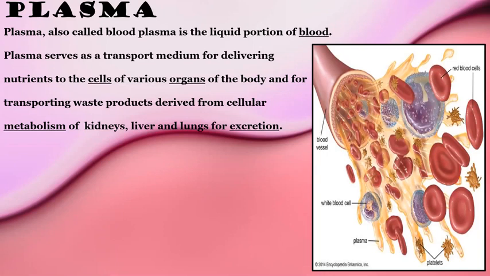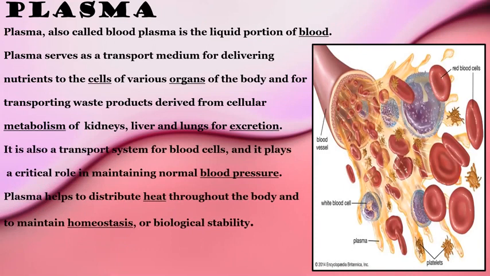Plasma serves as a transport medium for delivering nutrients to the cells of various organs of the body and for transporting waste products derived from cellular metabolism to kidneys, liver, and lungs for excretion. Plasma is also a transport system for blood cells, and it plays a critical role in maintaining normal blood pressure. Plasma helps to distribute heat throughout the body and to maintain homeostasis or biological stability.